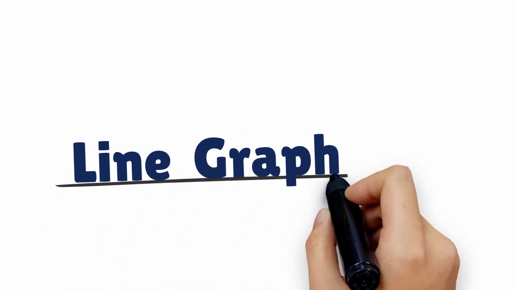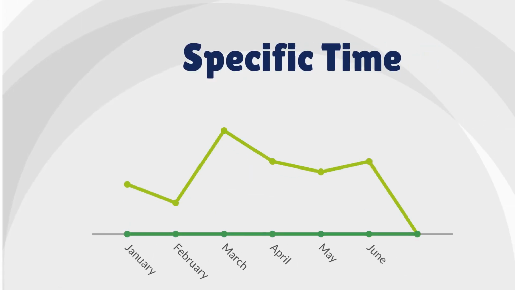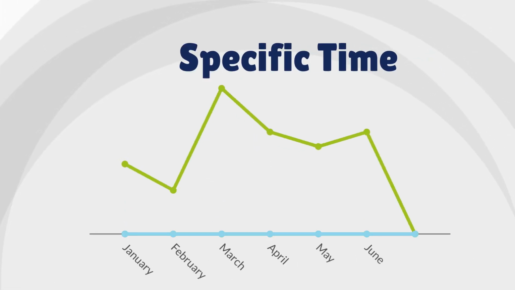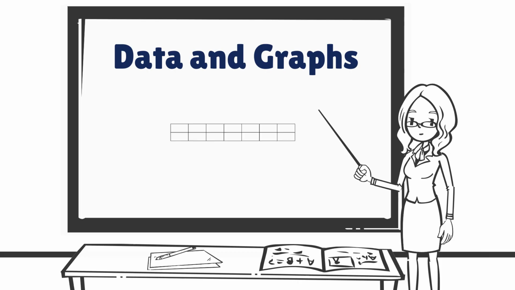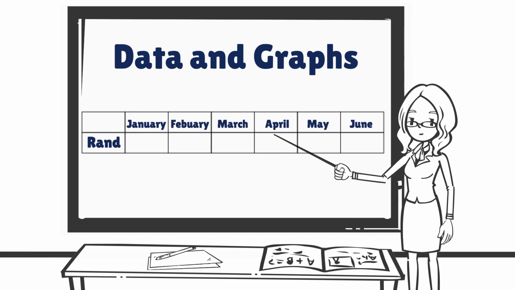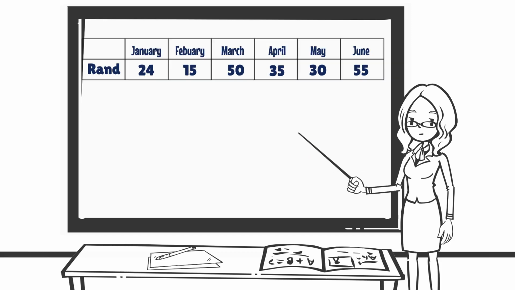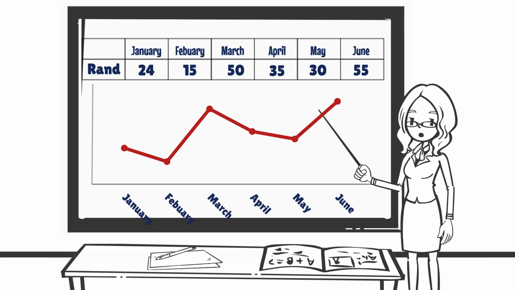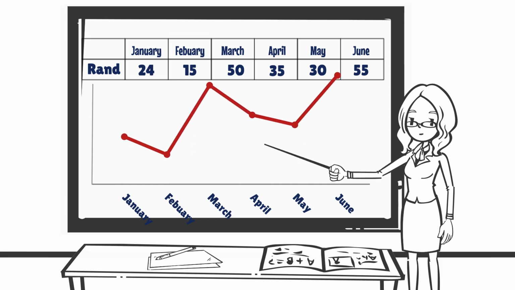Line graphs. These are usually used to provide information over a specific time. Example: how much money did you save over the past 6 months? Your answer can now be provided in the following line graph.